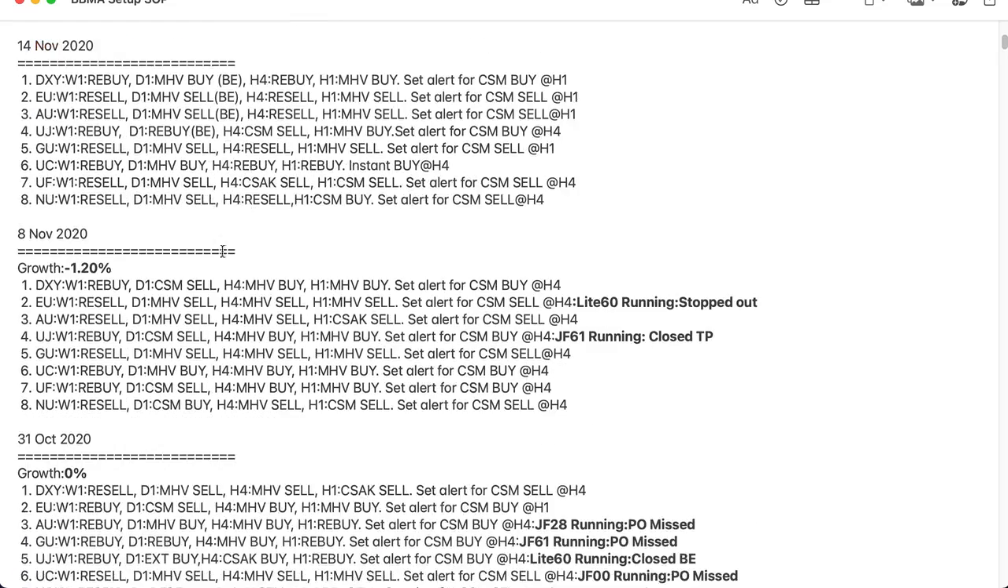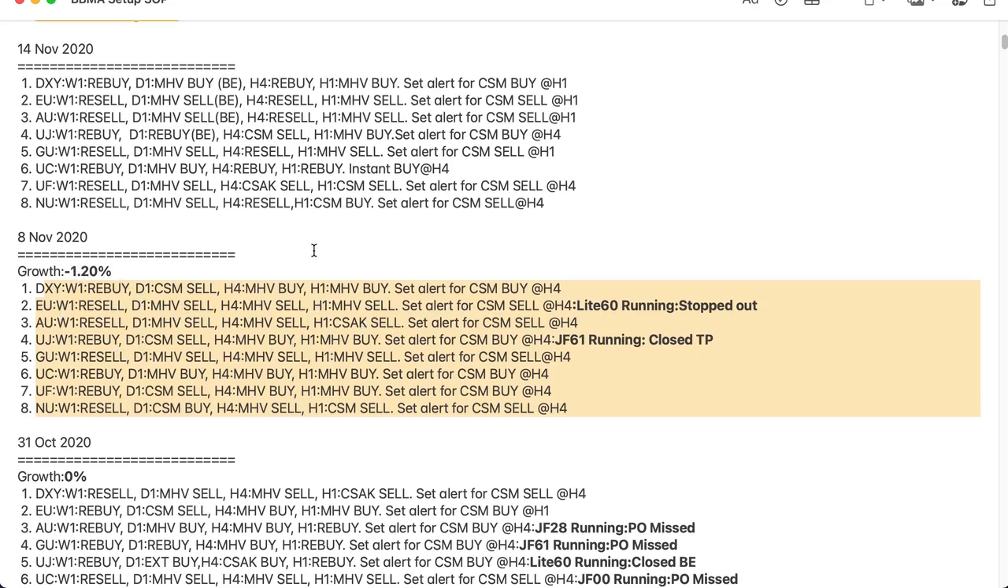For last week, our account growth was minus 1.2%. There were not many trades that we could take because there was no setup. The setups that we set for, most of them did not trigger. We only took two trades, UJ and EU. Our EU was stopped out due to news, and we closed EJ with minimal profit. So overall performance was minus 1.2%. Okay, let's look at this week's trade setup.